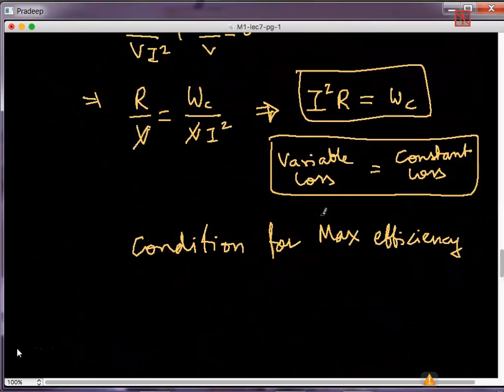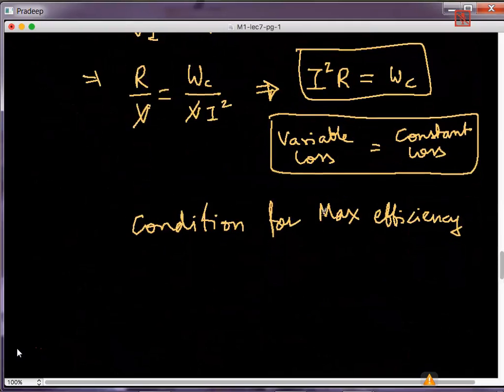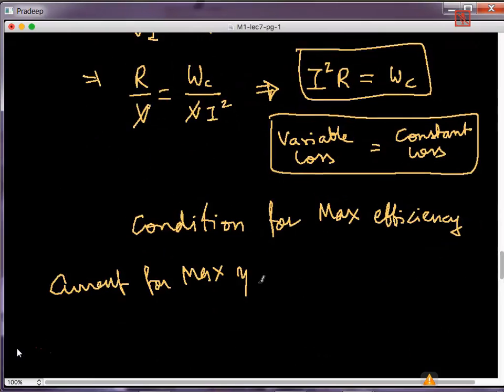So for maximum efficiency, what is the current? I is the square root of WC by RA. So from this, if I just find what is I, then I'm getting like this.